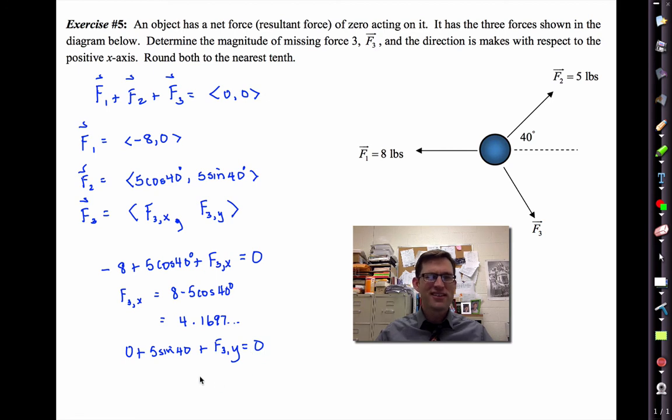So force 3 in the y direction is -5 times the sine of 40, which would be -3.2139. So I have force 3, at least in its component parts, right? And it's ugly again. Most of these problems don't turn out nice. 4.1697 and -3.2139.